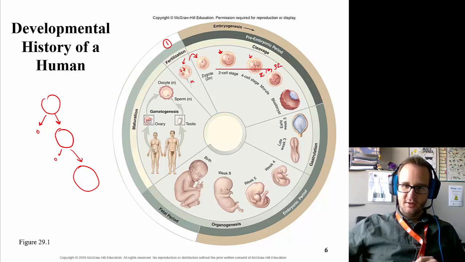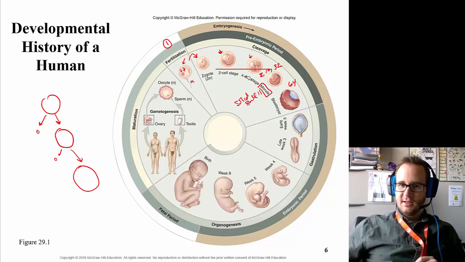And then around between 16 and 32 cells, it's going to be this solid ball of cells, and this is going to have a special name called a morula. And so this is just a solid ball of cells. Around 64 cells, this is going to start changing shape. And so they're going to divide into 64.